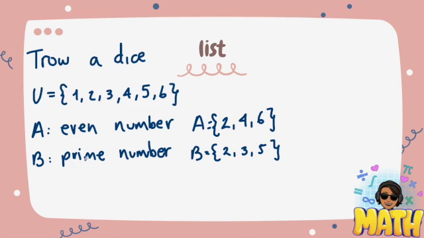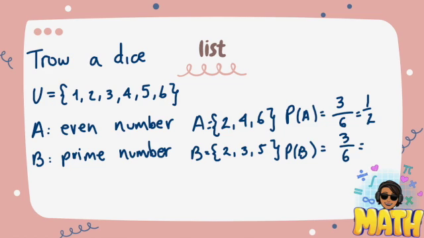Now the probability of A is going to be 3 over 6 because we have 3 elements in A over 6 that we have in total. This is equal to 1 half. And the probability of B is going to be exactly the same, 3 over 6 equal 1 half.